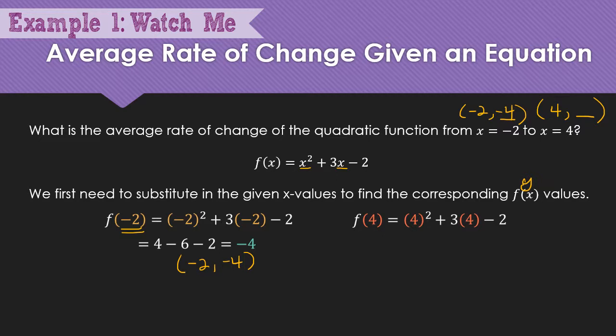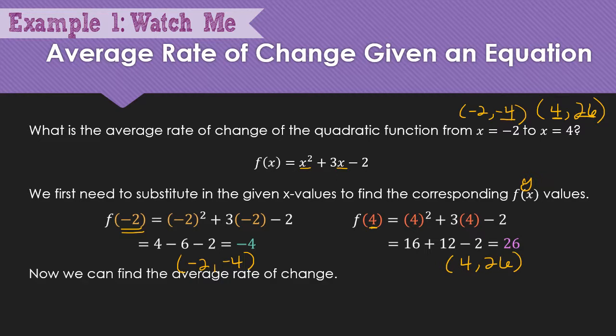Then I do the same thing for my second x value, when x is 4. So f of 4 equals 4 squared plus 3 times 4 minus 2, and then we simplify. 4 squared is 16, 3 times 4 is 12, and then we have the minus 2, and when I evaluate that, I end up with 26. So my point here would be 4, 26.